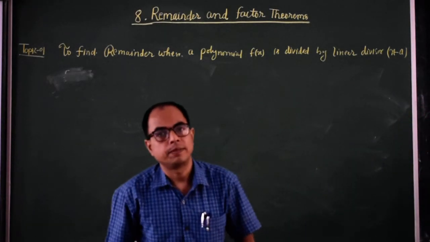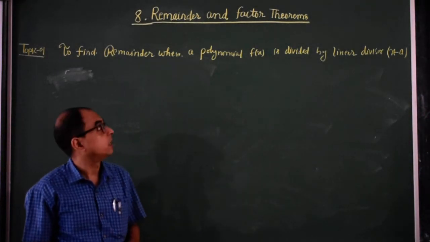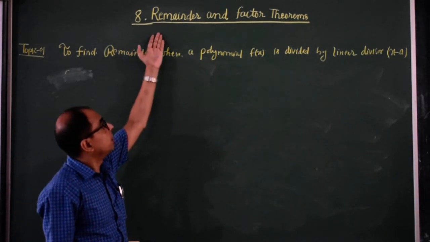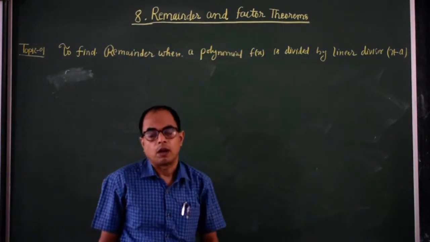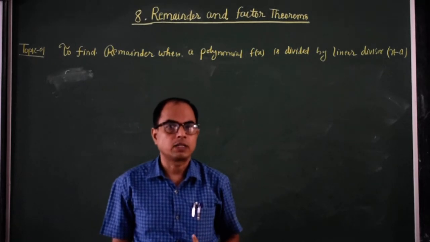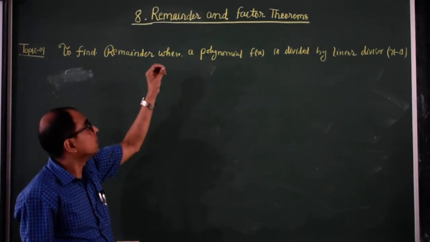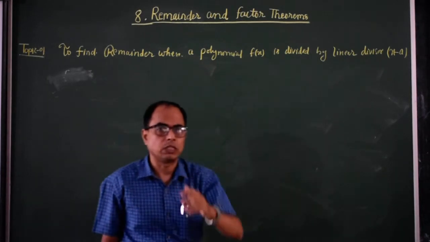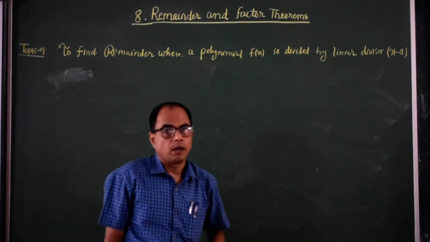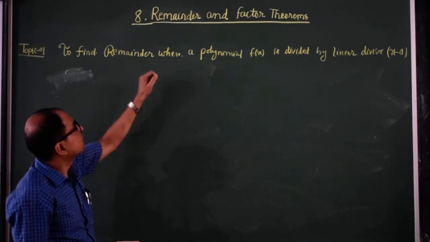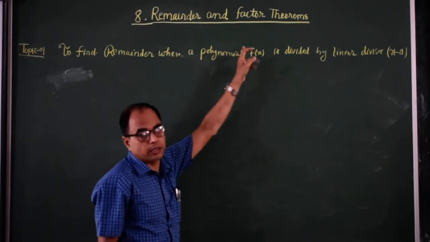Good morning, students. This is the first lecture for chapter 8, remainder and factor theorem. Generally, two questions will be asked from this chapter, so easily you can get 6 or 7 marks. Now, in this chapter, we have to discuss 2 points: remainder theorem and factor theorem.